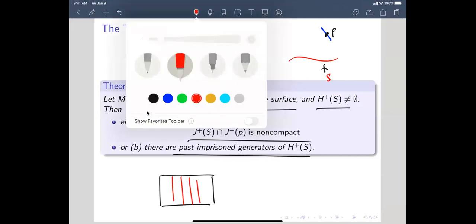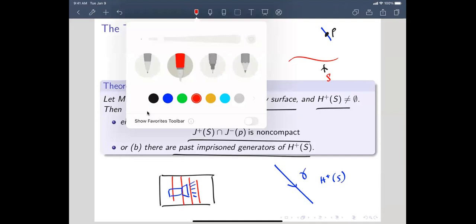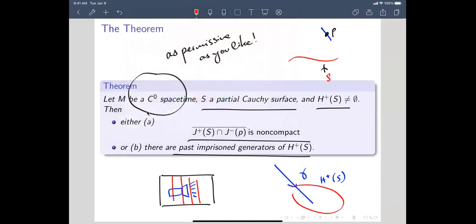I'm in prison. There's a null geodesic, so maybe a torch. Right, this is a torch in prison. No, I'm joking.